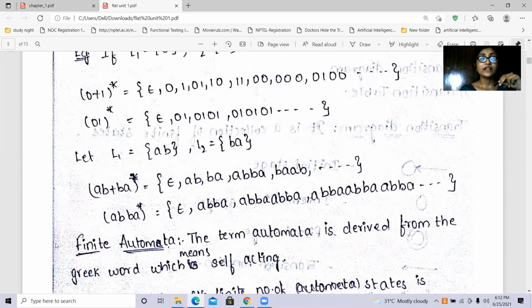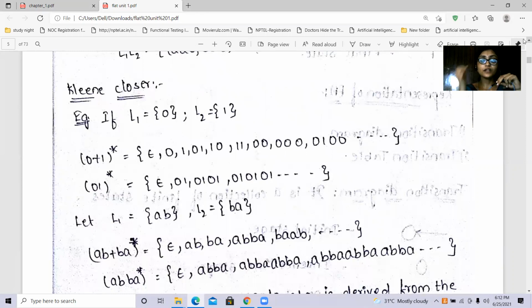It will go on. If we consider AB, BA whole star, if we apply Kleene closure on this AND operation, meaning ABBA, then we have to consider the ABBA totally as a single string, and we should not write them individually. And when we write this, we will get the given Kleene closure like this: epsilon, ABBA, ABBAABBA, and so on. Like this, we can write our particular Kleene closure.